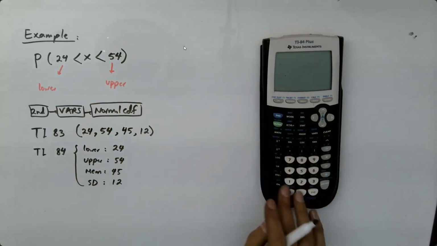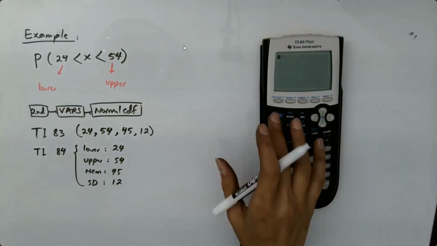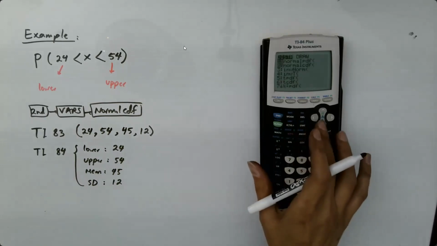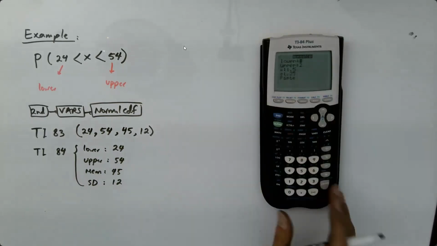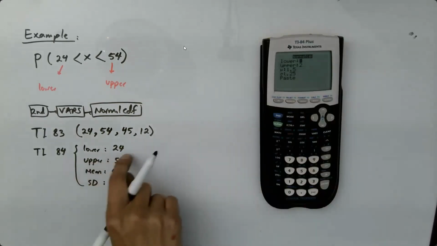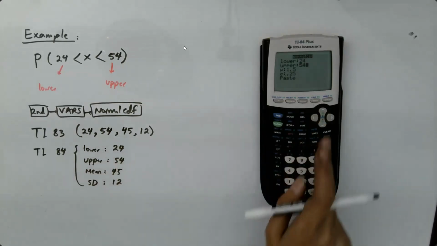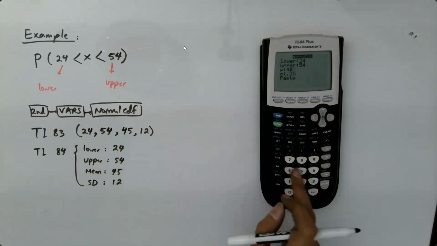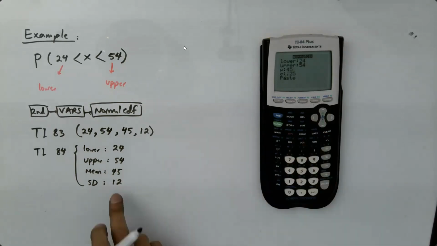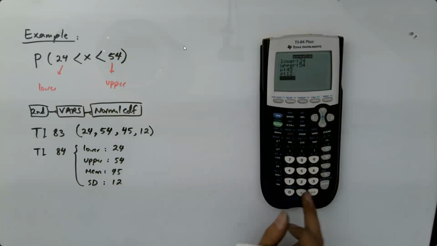So let's use our calculator. Second VARS, normal CDF. I have 24, the next number is 54, and then we have 45, and then the standard deviation, which is 12. Cool, all done.